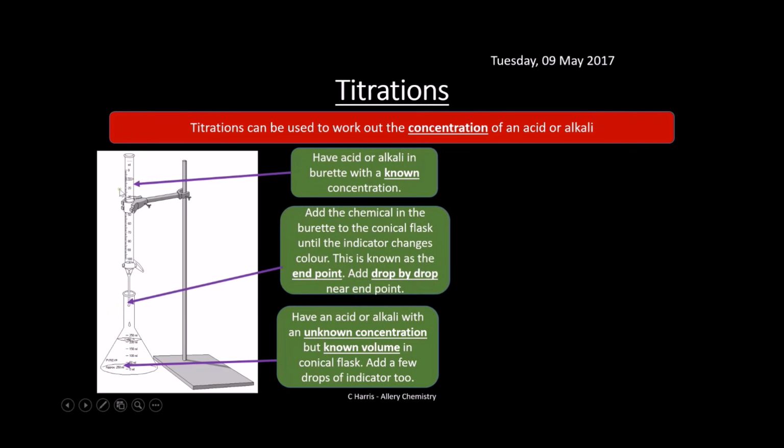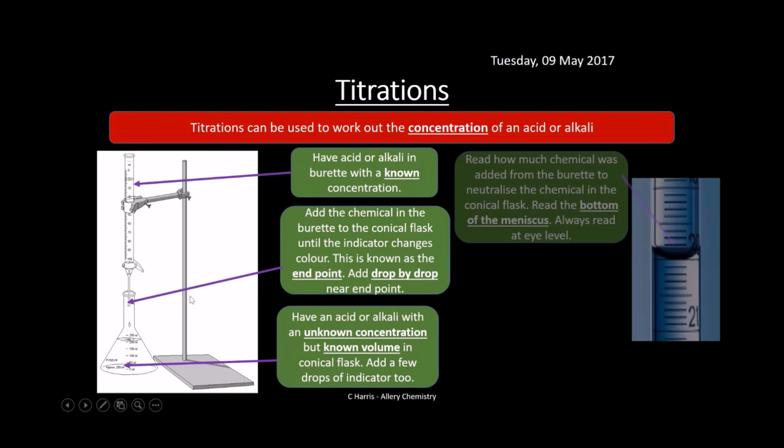The chemical, we add that using the burette into the conical flask. We basically keep adding it until the indicator changes colour. When it does that, we call this the end point. This is the point at which your acid and alkali have been neutralised. And basically near the end point, we add it drop by drop. Literally one drop of this can completely neutralise your solution. So you need to do it really slowly so you don't overshoot the end point and measure how much of this acid or alkali you've added to neutralise your acid or alkali in your conical flask.